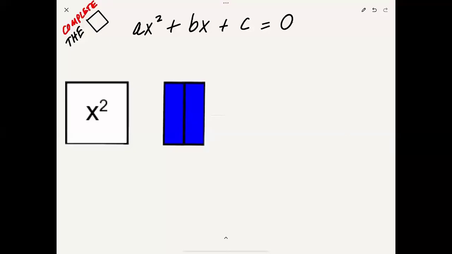Hey, in my last video, I did one question using the quadratic formula, and then I did it again, solving it by completing the square, because I wanted you guys to see that both of those techniques will get you to the same answer.